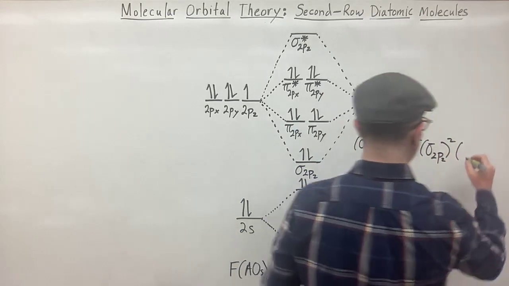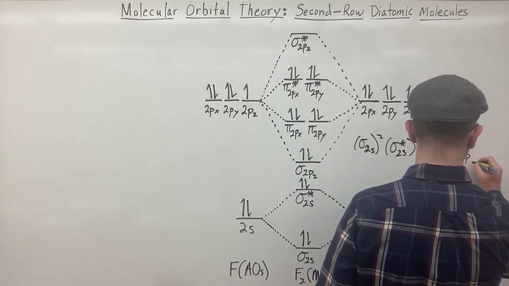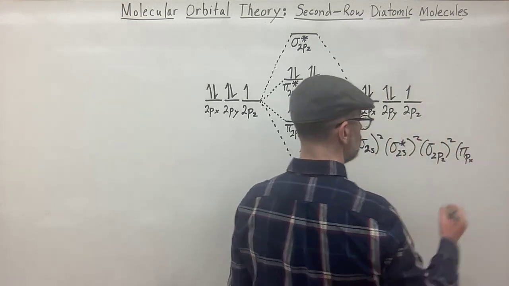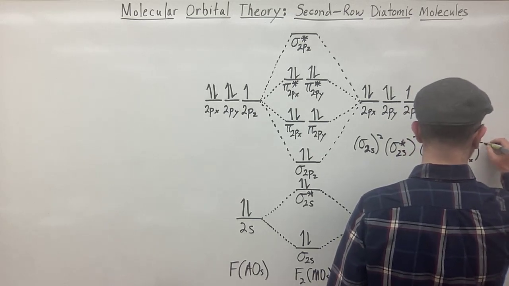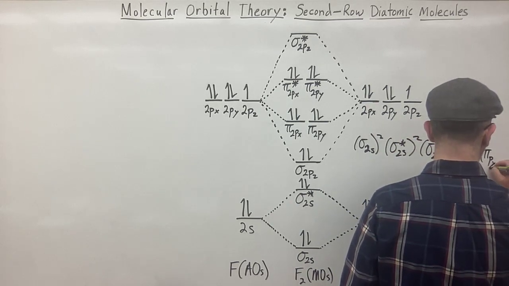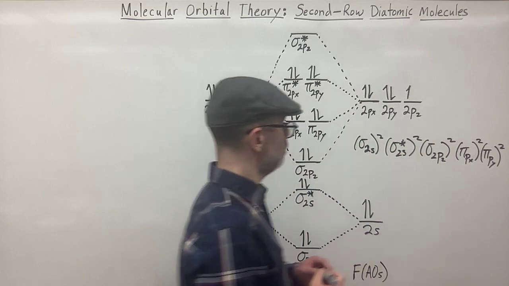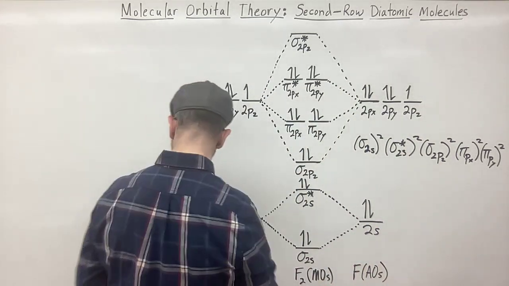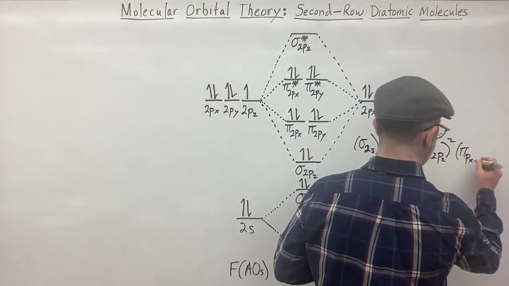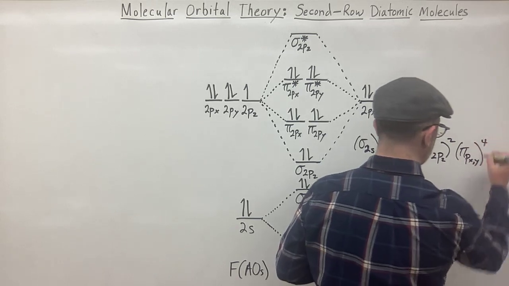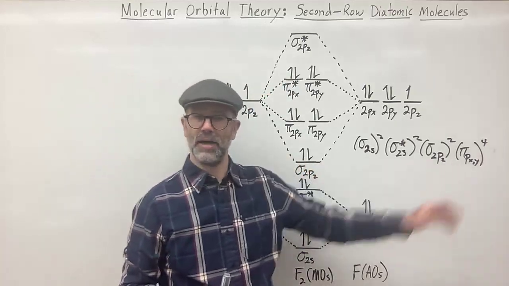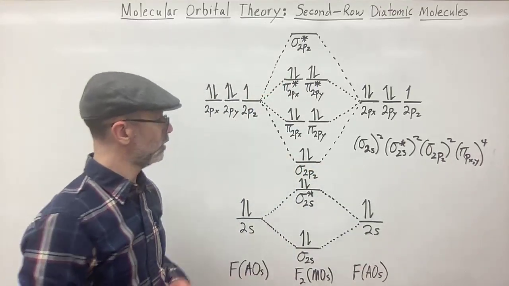So here would be pi. We could do pi px, I guess, with 2 electrons, followed by the pi py, 2 electrons. Or another way you could do it is you could just combine it, right? And this could be 2pxy with 4 electrons. And then you just keep going up. So you could write out the electron configuration for F2.